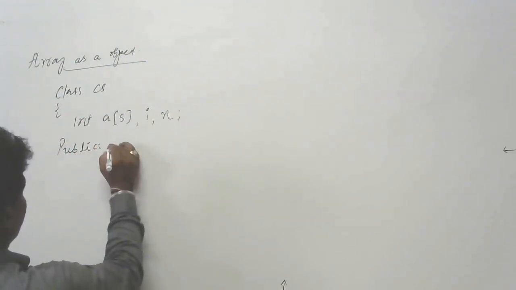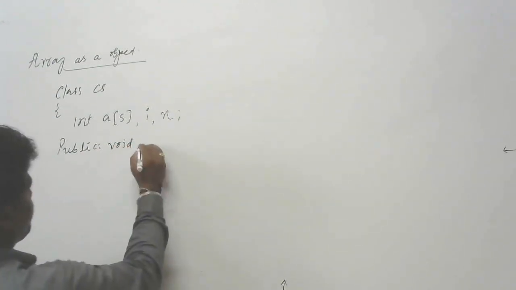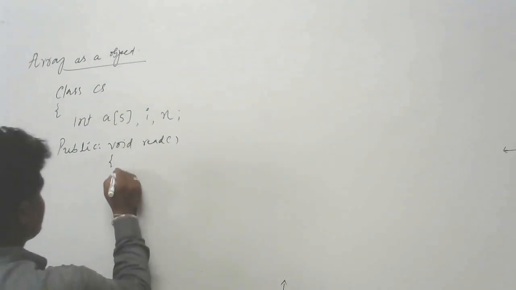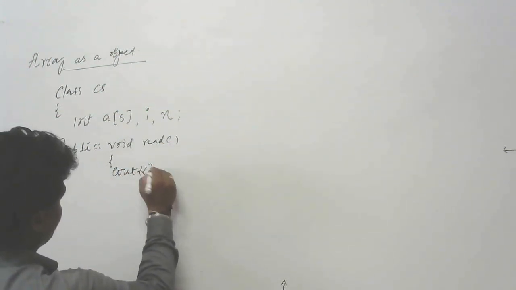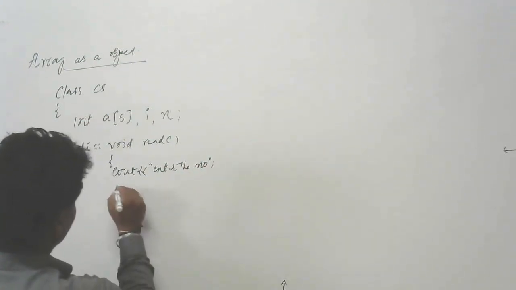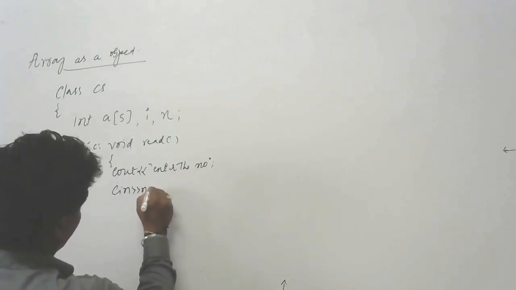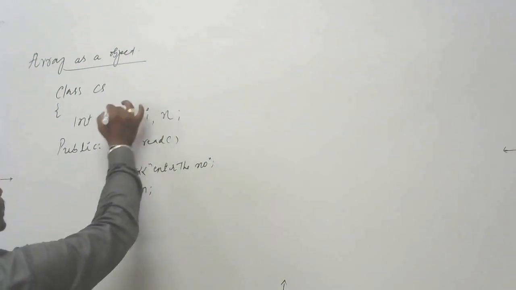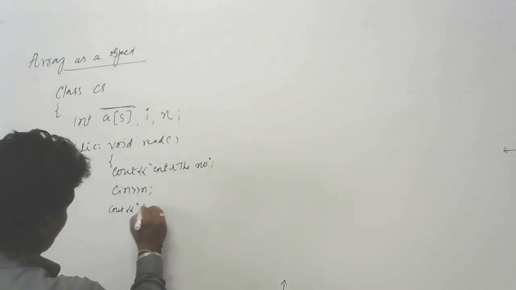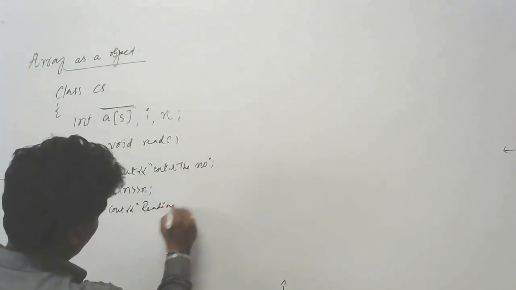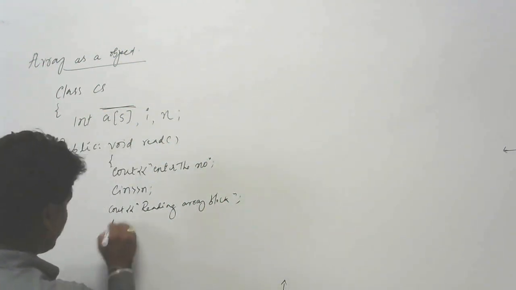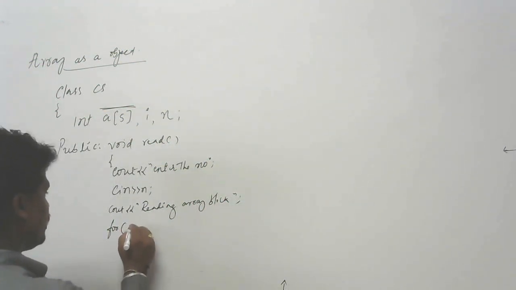Now to read this, I will take a member function called read inside the public section. First, cout, enter the number. cin, n. Then you have to read this array block. So cout reading array block, that's supposed to be the array variable.